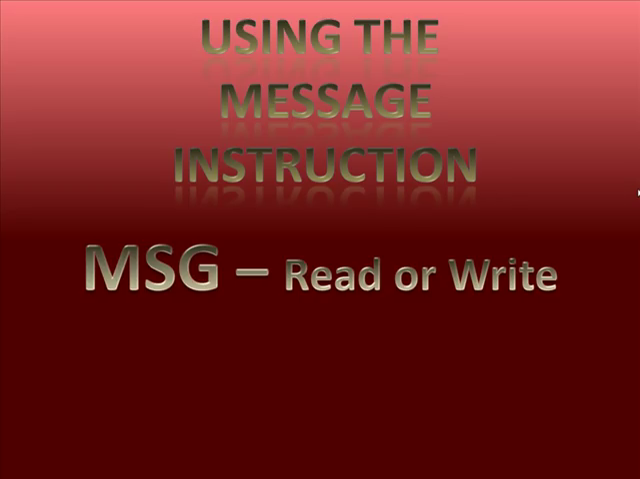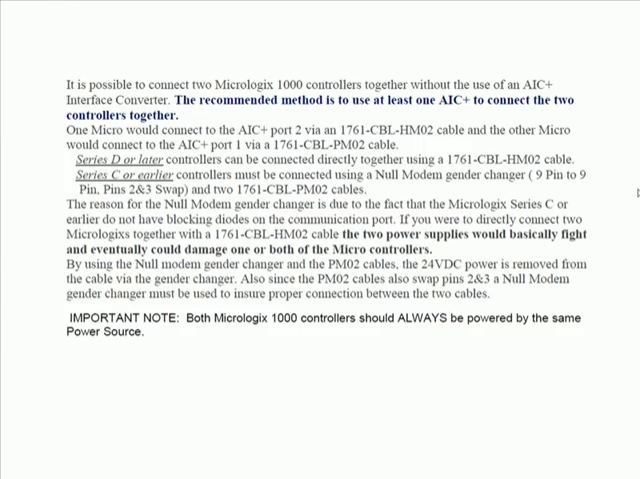These instructions were included in your manual. They give you specific direction for communicating between two MicroLogix 1000 controllers. But you cannot do it without the use of an AIC plus interface converter. Also, you have to pay attention to whether they are Series C or earlier, Series D or earlier controllers. And be careful to note that both processors need to be powered by the same power supply.